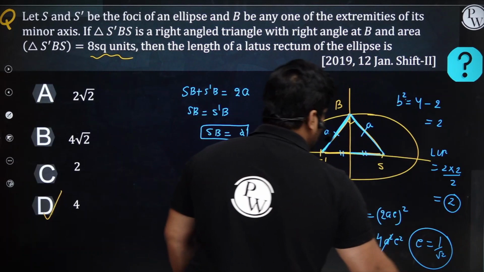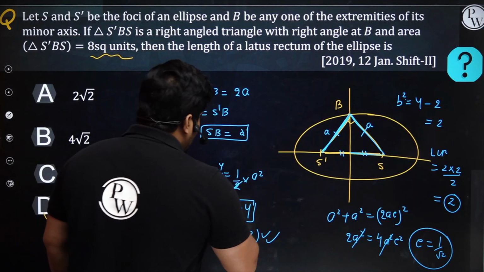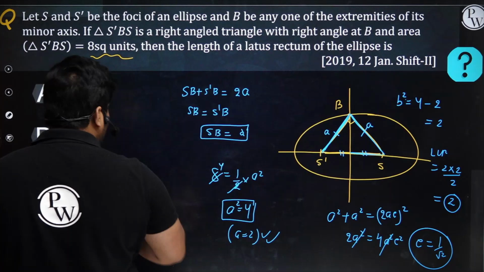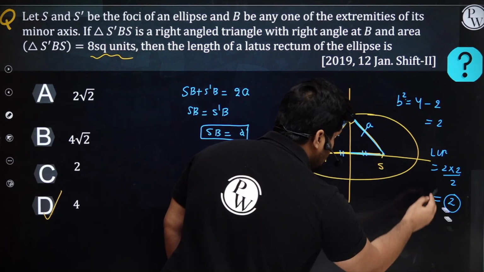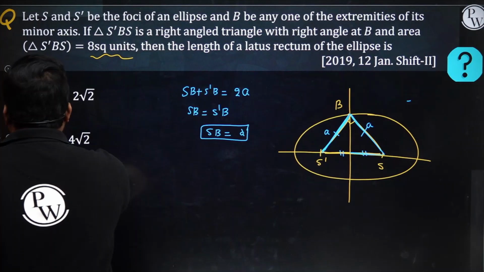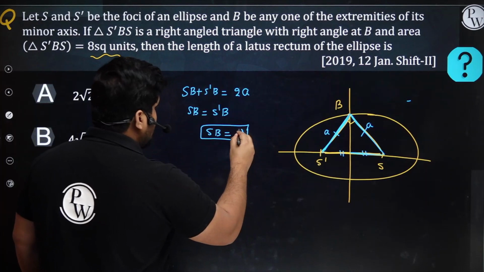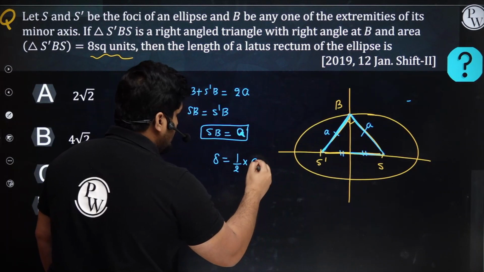Okay, I think again we did some calculation error. Half of a square. So okay, guys, I did some calculation error here. Let me correct it. If you correct it there, you see, SB length is a, so both the lengths will be equal to a. Now the area is 8, so that is equal to half of a into a, a square. So a will be equal to 4.